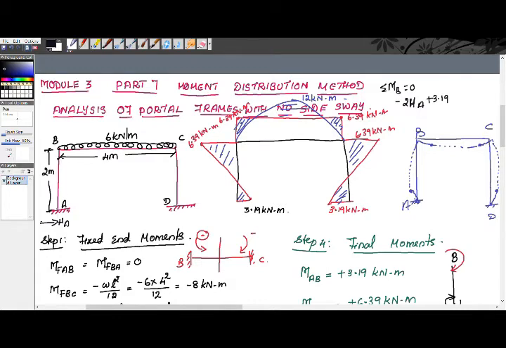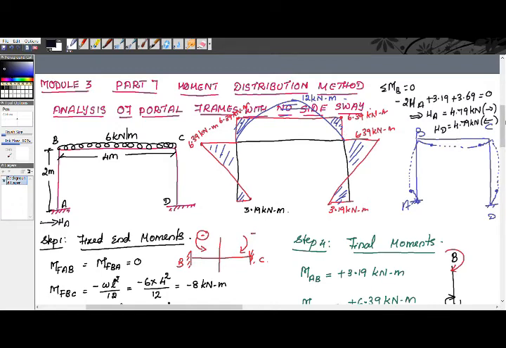Now what is the moment at B here? Again clockwise, plus 3.69. So plus 3.69 is equal to 0. From which we get HA will be equal to 4.79 kilonewton towards the right, and HD will be equal to 4.79 kilonewton towards the left. So these are the reactions at A and D.